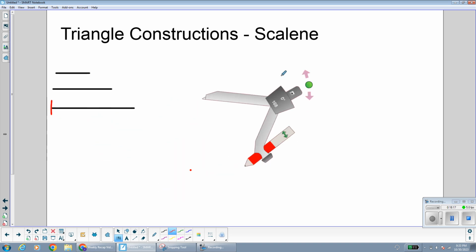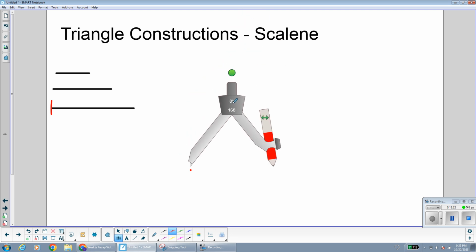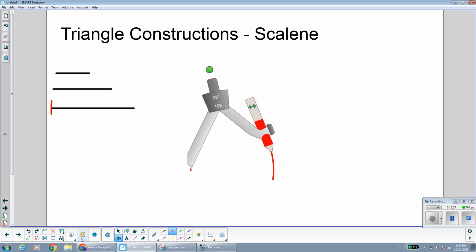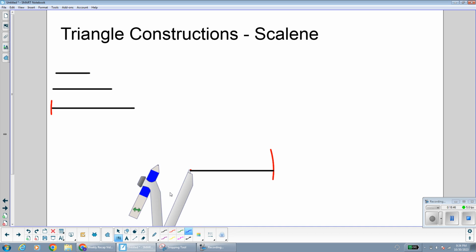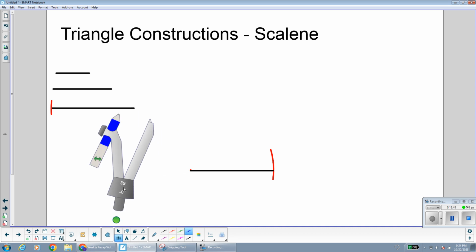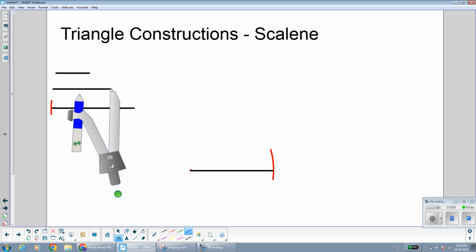I'm going to take the measurement and I'm going to bring it over here to my starting point. I'm going to swing an arc. Then using my straight edge, I'm going to connect from the point to the arc, and that's going to be one side of my triangle. Now I'm going to get another side of my triangle, and I'm going to do that by measuring the second line segment that I have here.